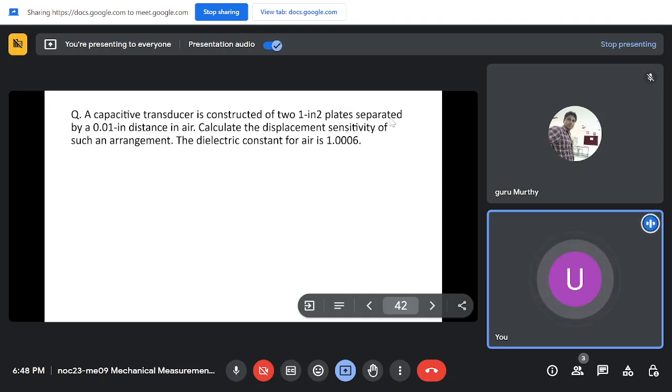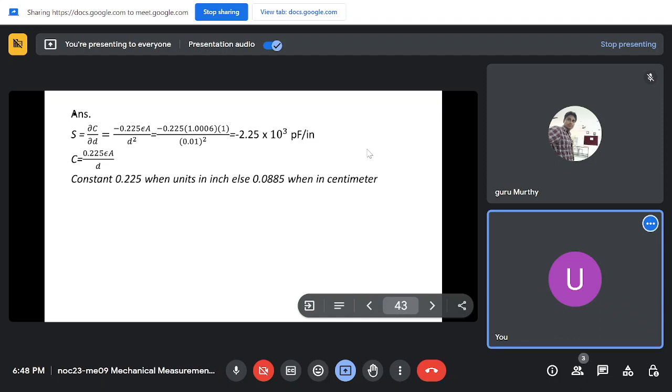So you have to find out the displacement sensitivity for a capacitive transducer, which is made up of two plates of 1 inch square and kept at a distance of 0.01 inch, and air is the medium inside. So for that, the dielectric constant is 1.0006. From this we know C is 0.225 epsilon A by D. So 0.225 is used when this is in inch, and if you do a conversion, it will come out 0.0885 when it is in centimeter. So we know the C relation.